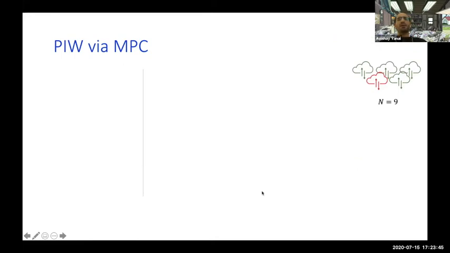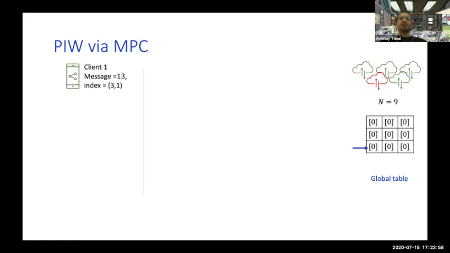To see how we get the square root complexity in our scheme, instead of a single dimensional table, we work with a 2-dimensional one. So each entry has X and Y coordinates. In this example, we have a 3 by 3 table, and the index of the client, which was 7 before, now becomes 3, 1.